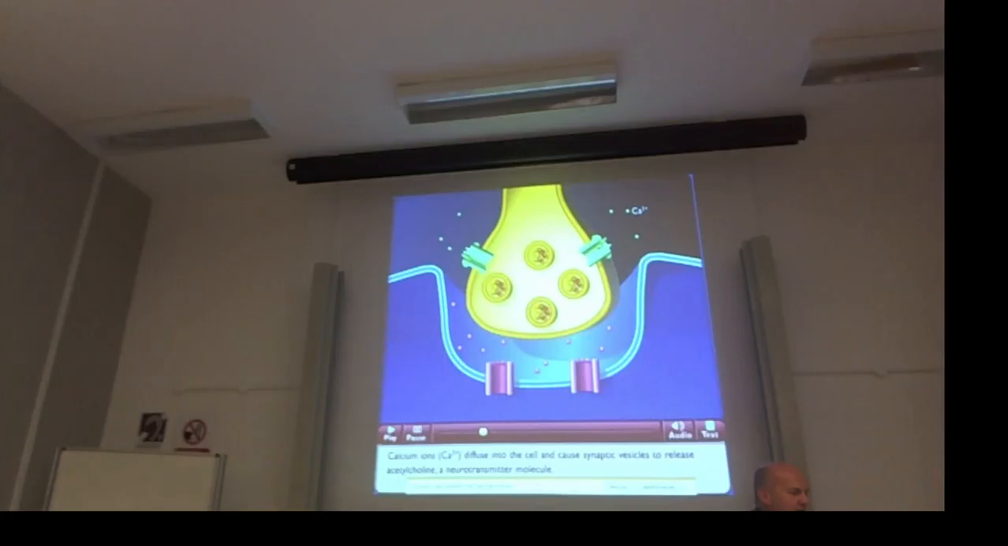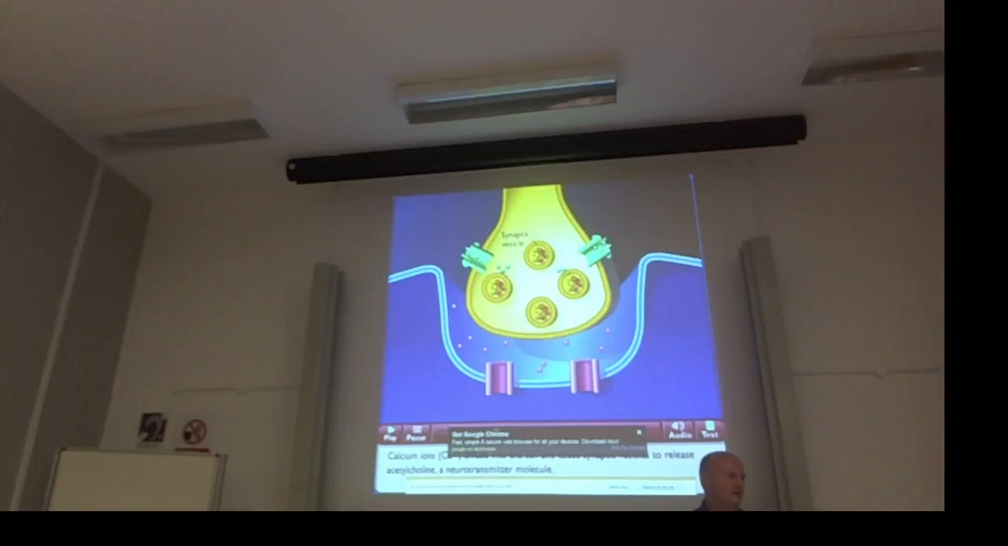calcium ions diffuse into the cell and cause synaptic vesicles to release acetylcholine, a neurotransmitter molecule. Acetylcholine molecules diffuse from the presynaptic terminal. Sorry, I should say, this is just one example. So the neurotransmitter here is acetylcholine. Okay, and so this is just one example. There are a whole range of different neurotransmitters, whole range of different receptors. So don't be confused by that. I think I might have started again.